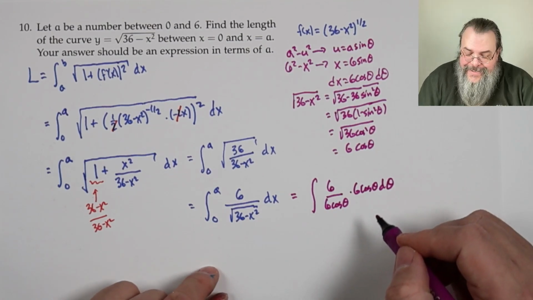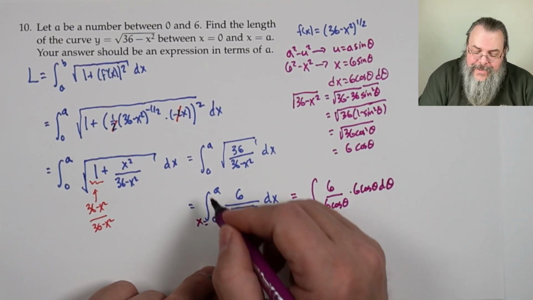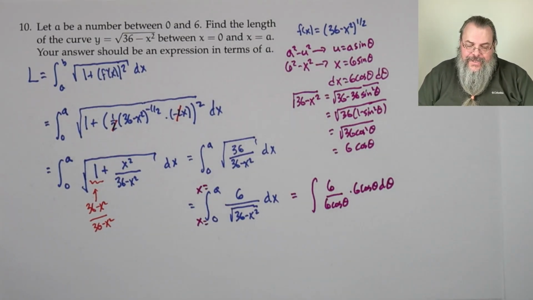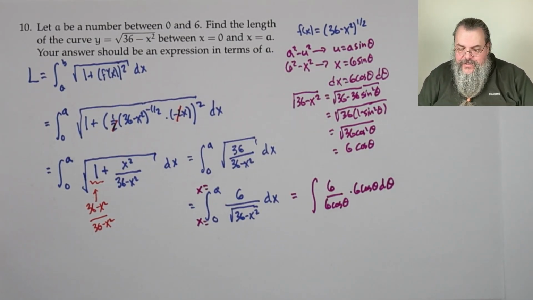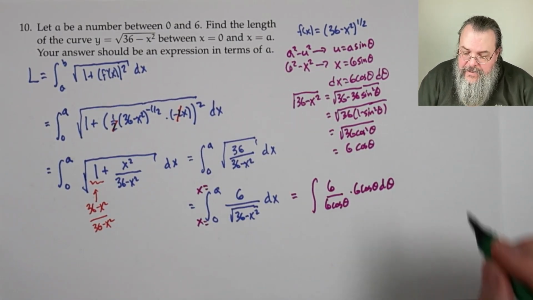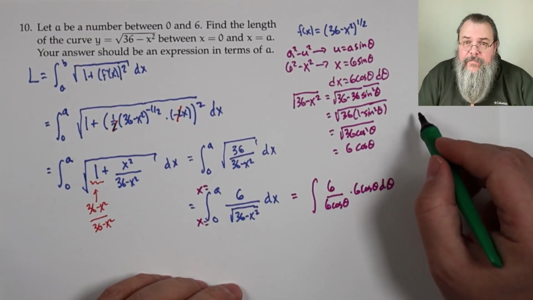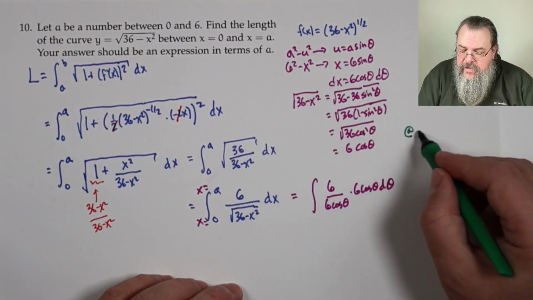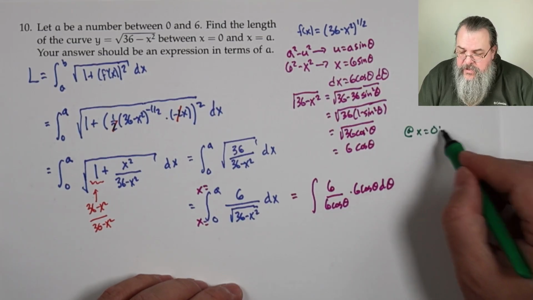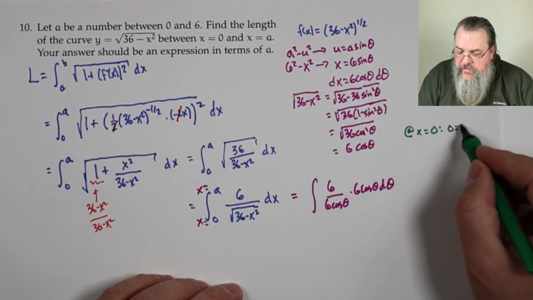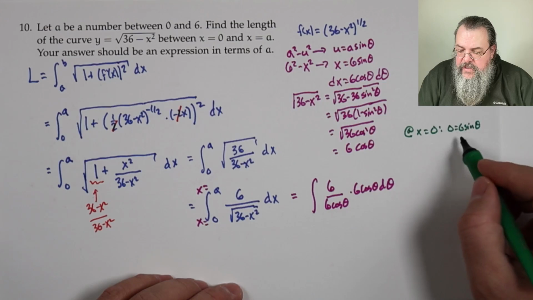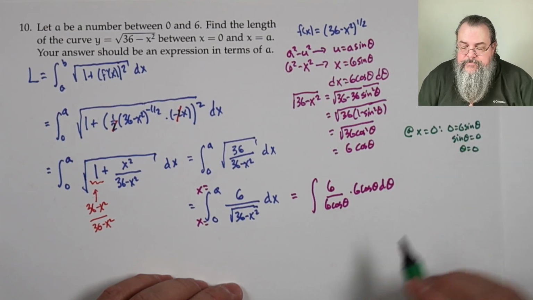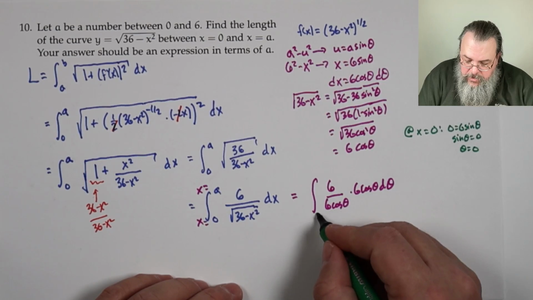But we're not done. The bounds, don't forget the bounds. Okay, so the bounds. That's going to be a little bit trickier, but not too bad. We know x equals 6 sine theta, so at x equals 0, we're told that 0 equals 6 sine theta. So that says sine theta equals 0, which says theta equals 0. Okay, so that's our lower bound.